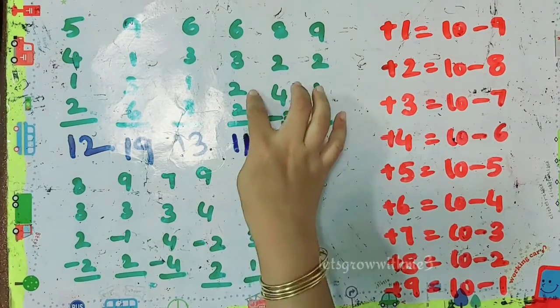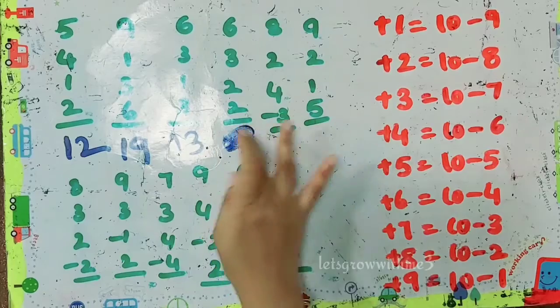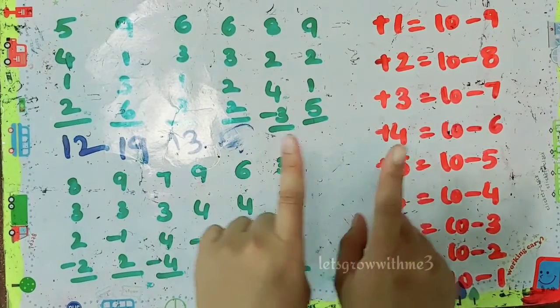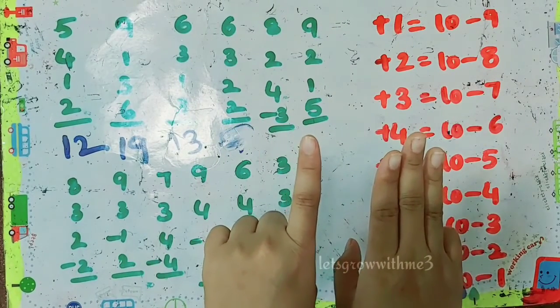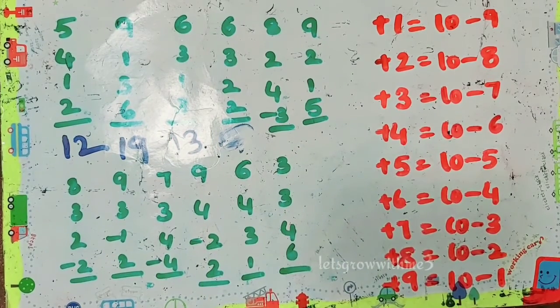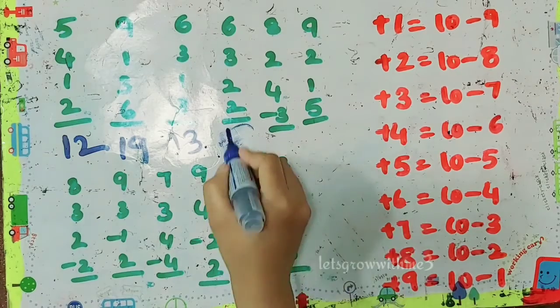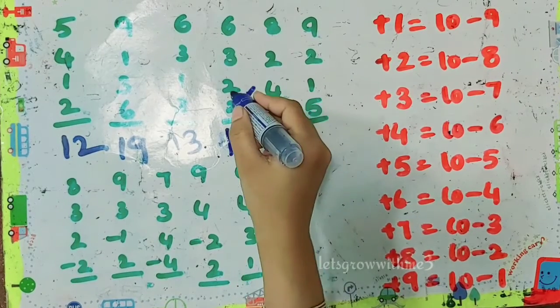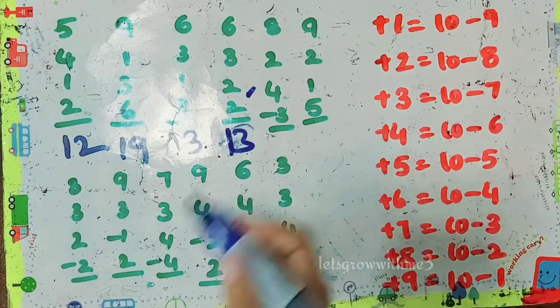See, I forgot this 2. Okay, we got 11. 11 plus 2, 13, 13. So the answer is 13. Yes. Next question.